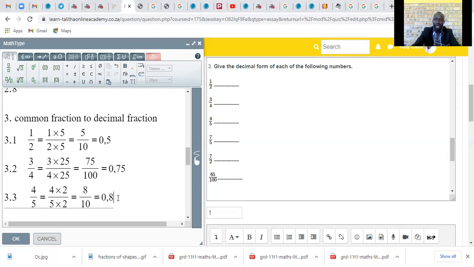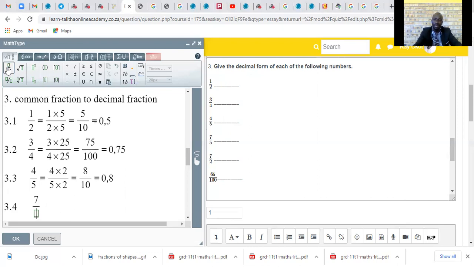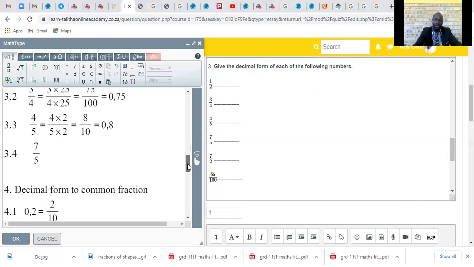Then now, for question 3.4, how do we handle it then? Notice that question 3.4 is 7 divided by 5. And so let's have it. So we now have 7 divided by 5. Okay. Now 7 divided by 5 is supposed to be written in decimal notation. How do we write 7 divided by 5 in decimal notation?